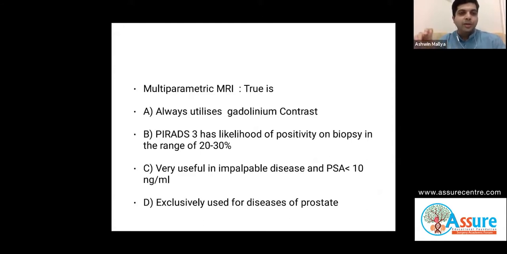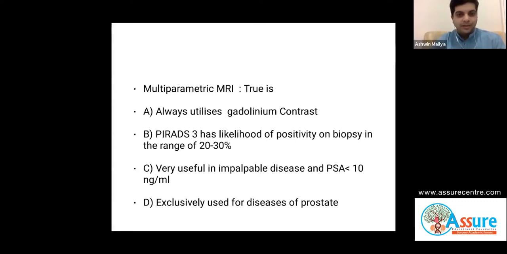Multiparametric MRI has been used in disease in kidney malignancies also, and it's not used exclusively for disease of the prostate. Again, that's a false option. So the true option is option C, which is very useful in impalpable disease and PSA less than 10. So multiparametric MRI is a very important topic. A lot of questions can come from this, and it's a very practically relevant topic in today's scenario.